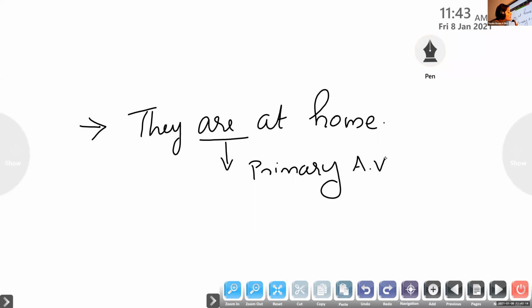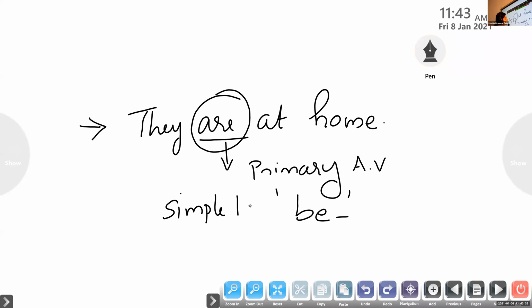Clear? Okay. "Are" is the simple present tense form of "be." The next topic will give you more clarification about this. So "are" here is a finite verb because it shows the tense form and this sentence is in simple present tense. Clear, Agnay? Yes, ma'am.